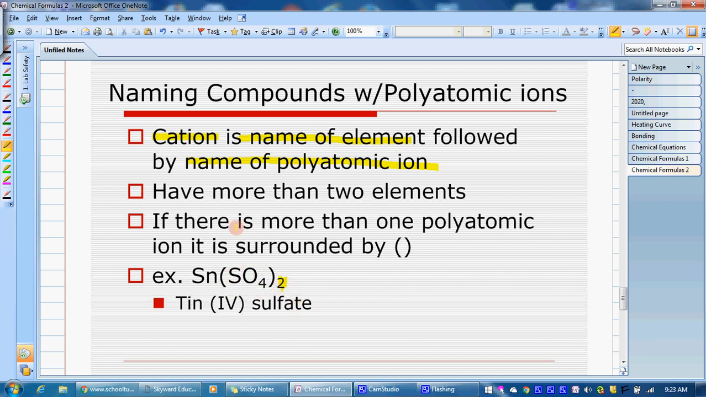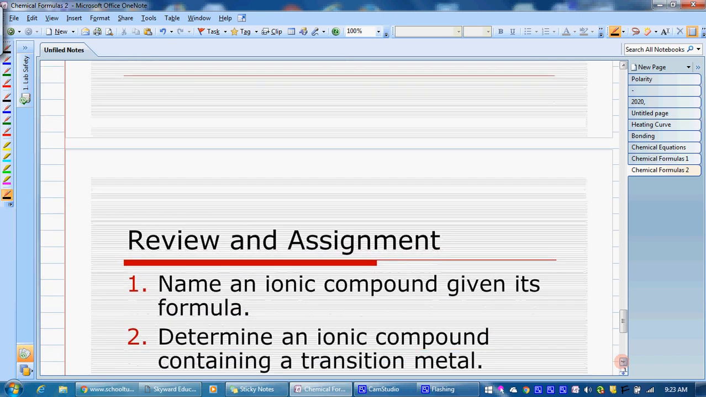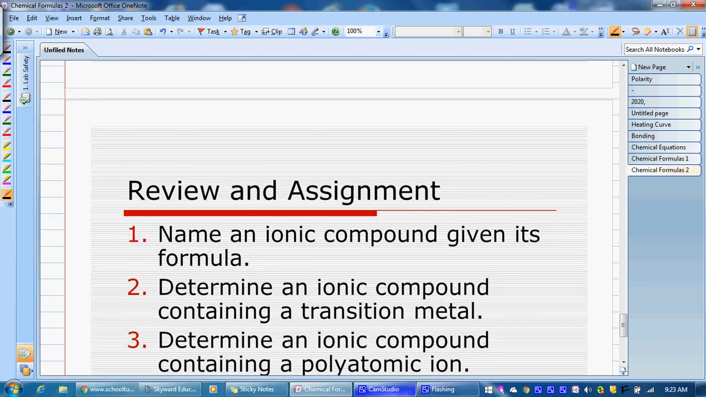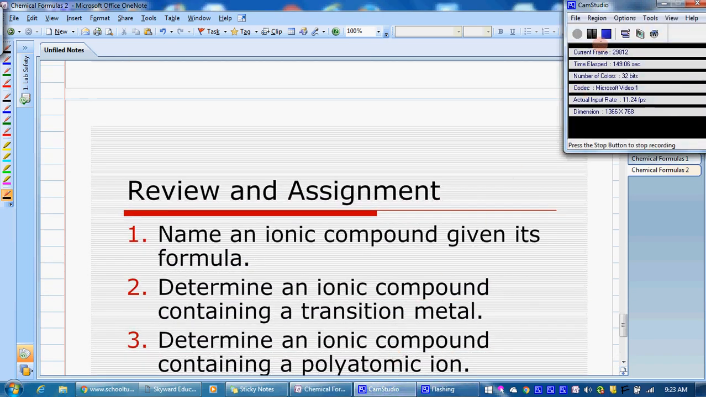Okay, so here each sulfate has a -2 charge. There's 2 of them because of this number 2 right here, that subscript number. So that tells us we have -4 charge for our sulfate. So tin here has to have a +4 charge, so that's where the Roman numeral comes from. So it's tin(IV) sulfate. And again, sulfate you would just look up on your chart to know what that name is. So again, you're naming it basically exactly the same way as you name ionic. You're just writing down the name of the polyatomic ion instead of writing down the name of a nonmetal.